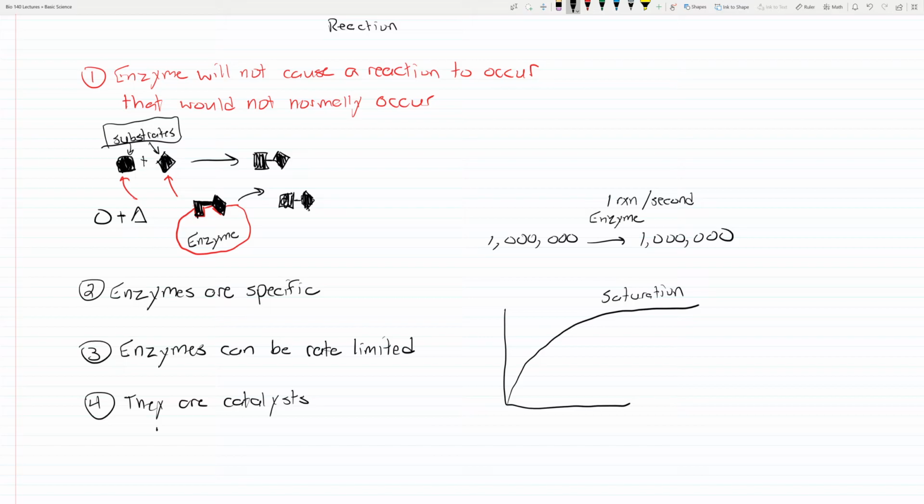Okay, the other thing about enzymes is they are catalysts. Okay, what this means is enzymes are not changed in or by the reaction.